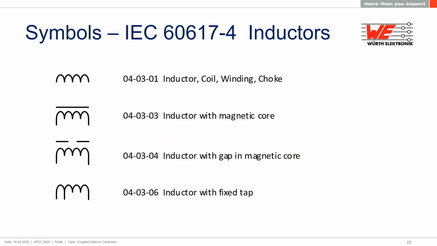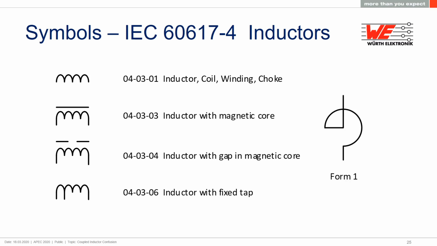Let's talk about symbols for a moment. There is the IEC 60617-4 standard for symbols for electronic components. These are the symbols for inductors. The first symbol is for any inductor, though I would tend to use it for an air core. The second one would be more of the traditional inductor that we commonly see with a magnetic core, where a single line represents the core. The third is intended to show a magnetic core with a gap. It would be your traditional DC type inductor or choke used for filtering. And the fourth one is showing a tap in the inductor winding.